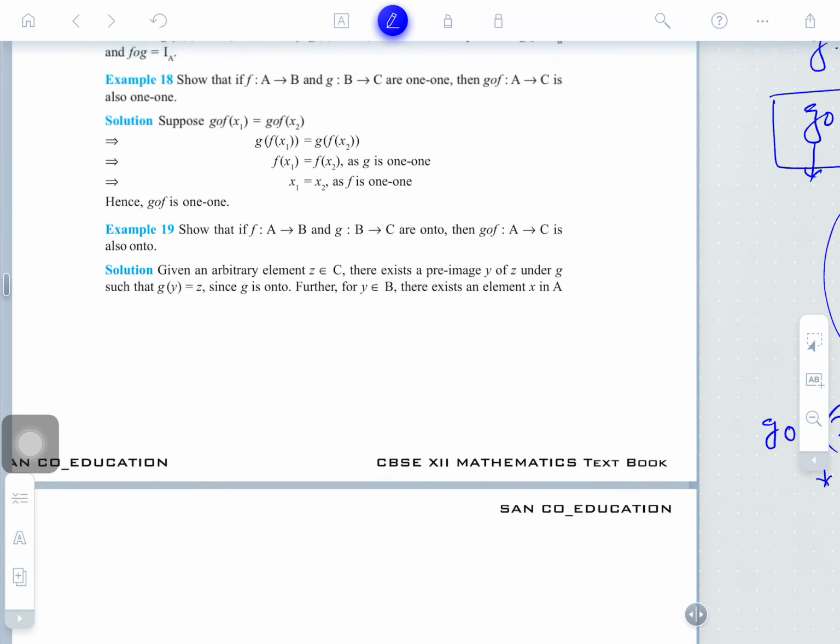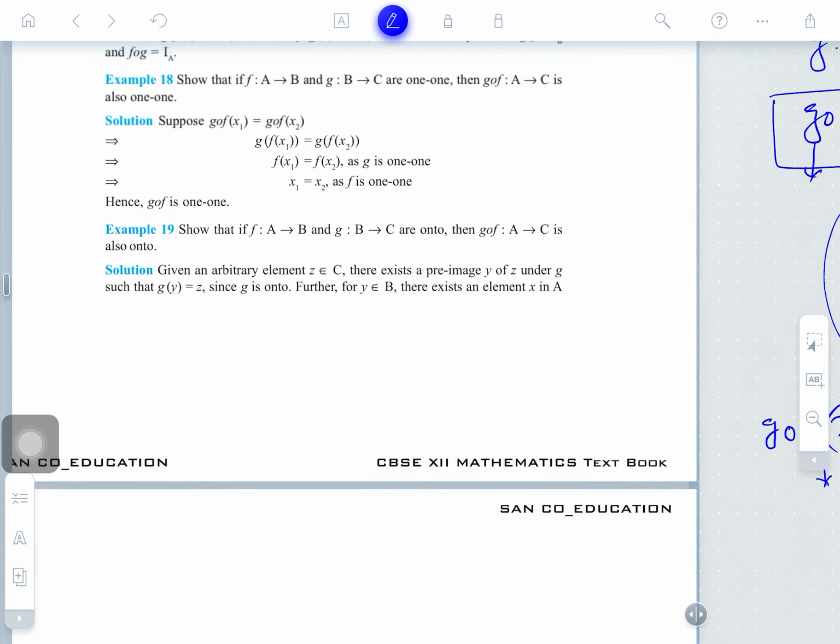Now look at question number 8. Consider f from R positive to [4, infinity) given by this. Show that f is invertible with this. We have to show this is invertible, which is very simple. How can we show the invertibility? You may see the manner of solving this question. I am just writing it here.